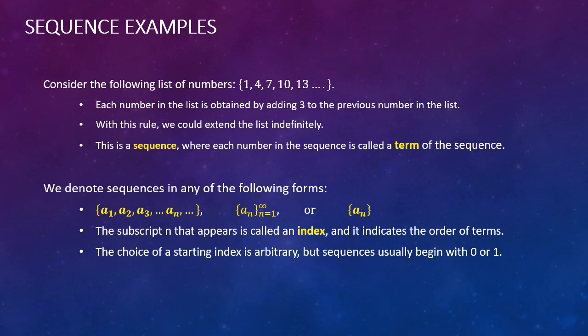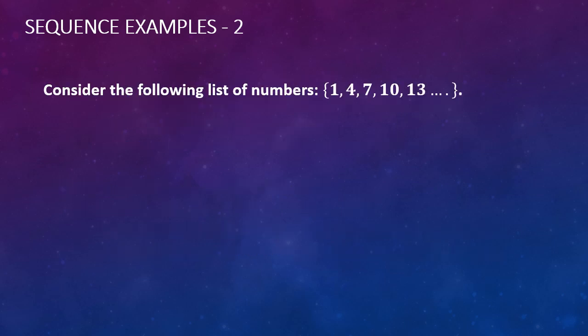We denote a sequence in any of the following forms: as a list, a sub 1, a sub 2, a sub 3, a sub n, etc. That first one is just listing all the members. Or we can denote it with the idea that each member is a sub n, where n equals 1 and goes up to n equals infinity. This is the middle one there. So let's look at that same sequence we were looking at: 1, 4, 7, 10, 13, etc.